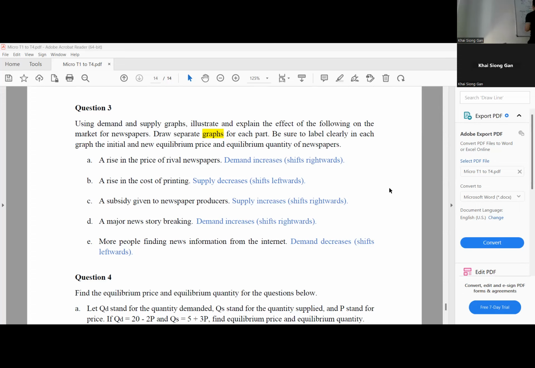So supply curve will shift rightwards to E1 here. Price becomes lower, quantity becomes higher. Yeah, indeed fulfills the intention. Okay, lower price and higher quantity.